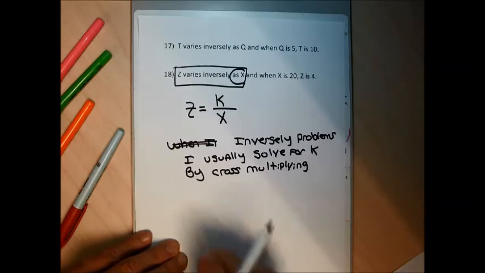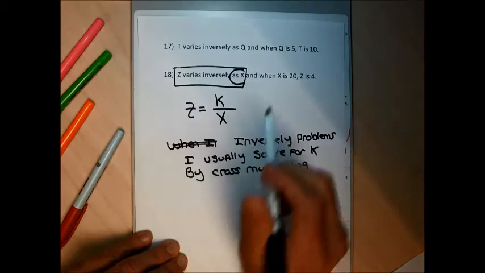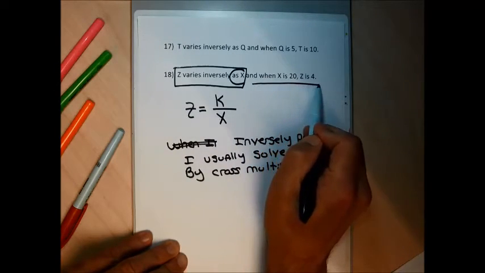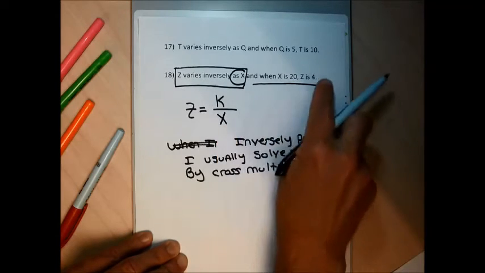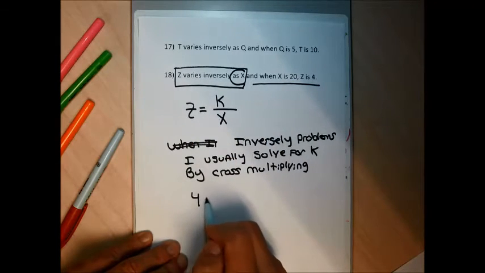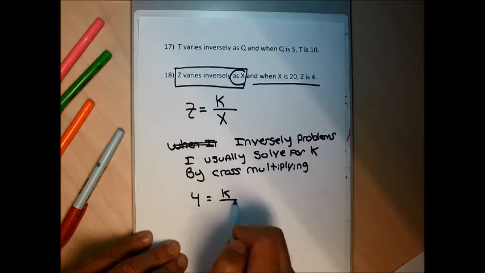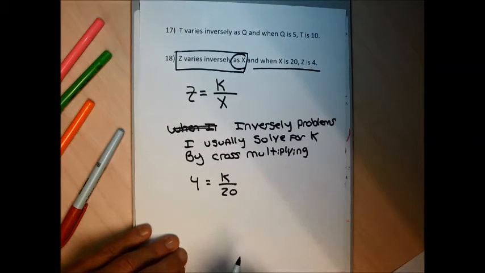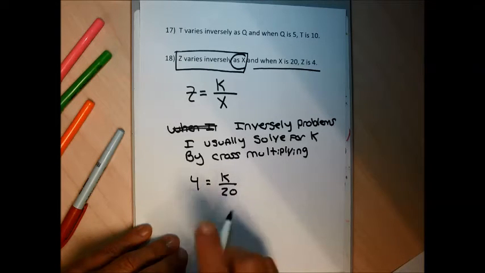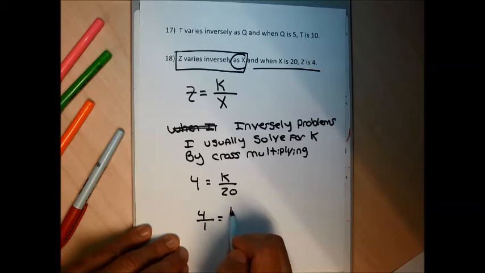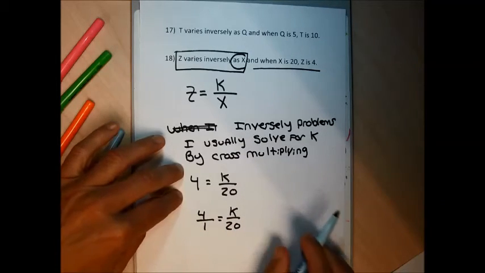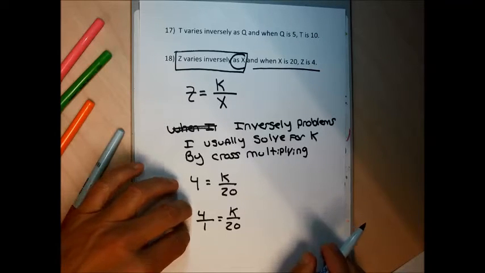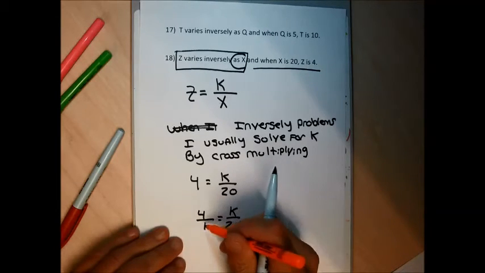So I've done the first step. I created my equation with a k. Now I'm going to use the numbers. And the numbers I'm going to use are 20 for x and 4 for z. So I'm going to write 4 equals k over 20. And if I'm going to solve by cross multiplying, I want both sides to be a fraction. The left side's not a fraction, but I can make it into a fraction by writing it over 1. So the problem 4 equals k over 20 has the same solution as 4 over 1 equals k over 20, because 4 over 1 is just 4.